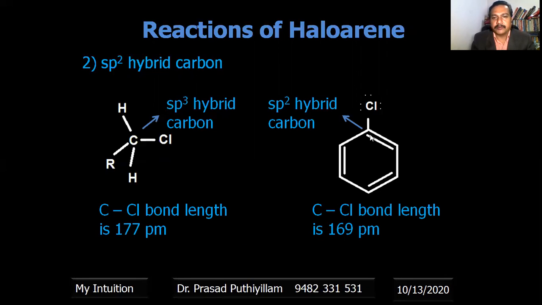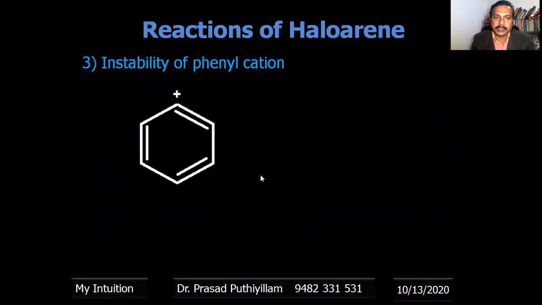That means in the case of an sp2 hybrid carbon, it has more s character. Only 2p and 1s, whereas sp3 means 3p and 1s. So in haloarenes, the carbon connected to the chlorine has more s character. More s character means the atoms are nearer to the nucleus. The element connected to that carbon will be near to the nucleus. Therefore, it's a strong bond, and it affects the bond length. It becomes 169 picometer. Therefore, due to the sp2 hybrid carbon in haloarenes, they are also less reactive towards nucleophilic substitution reactions.